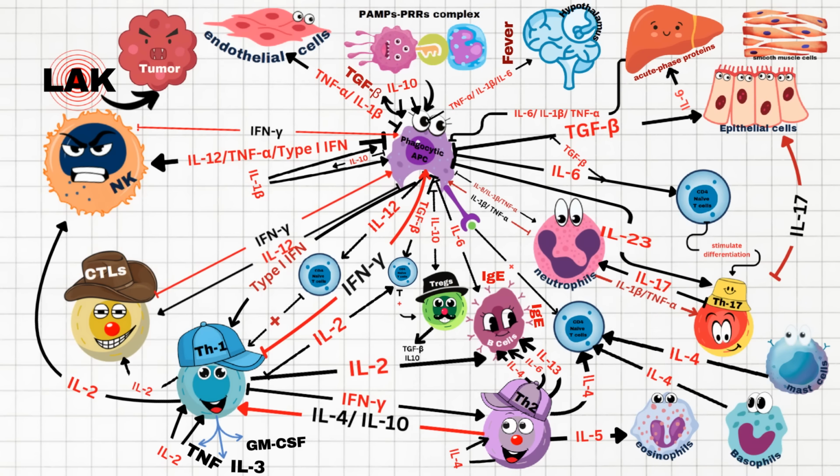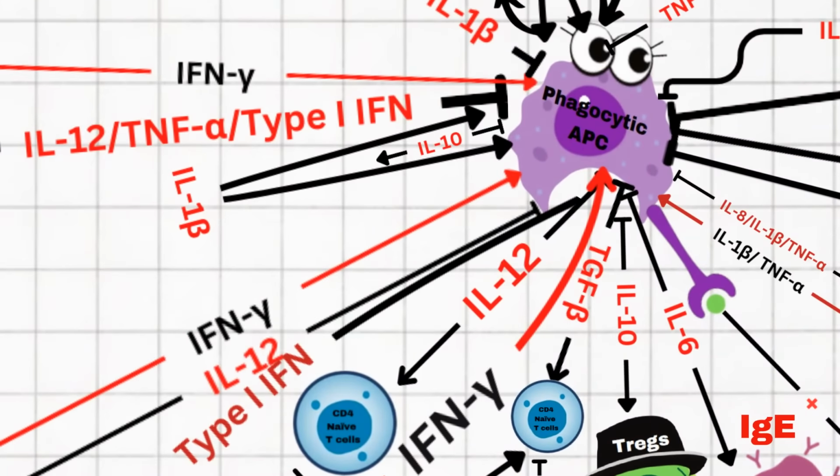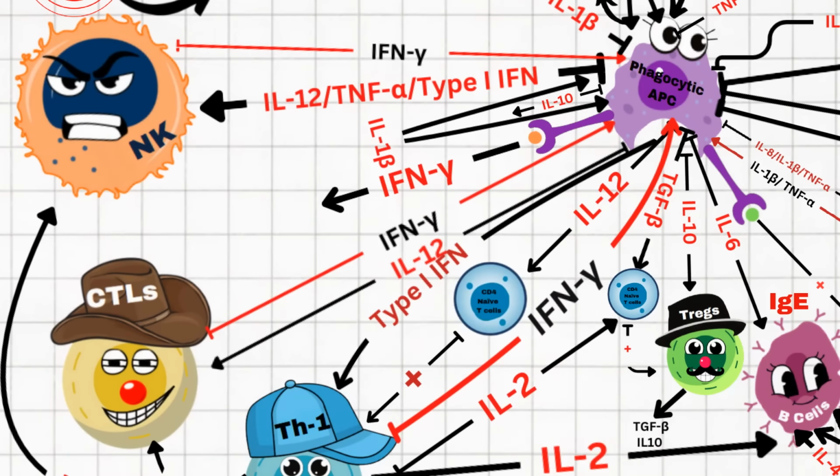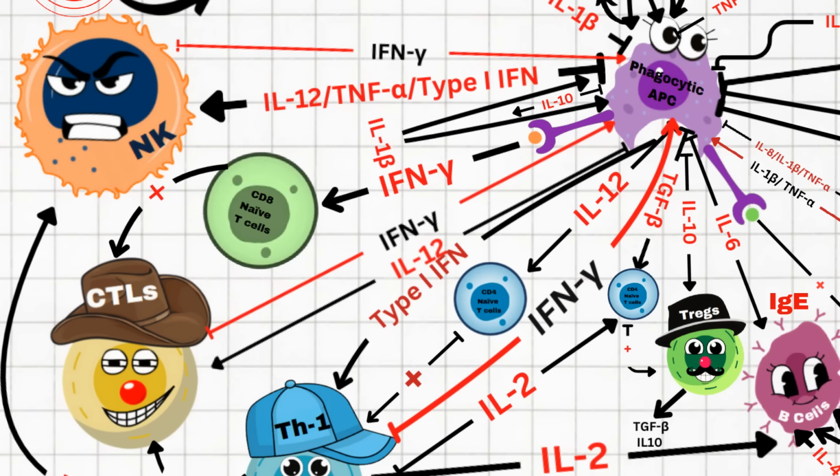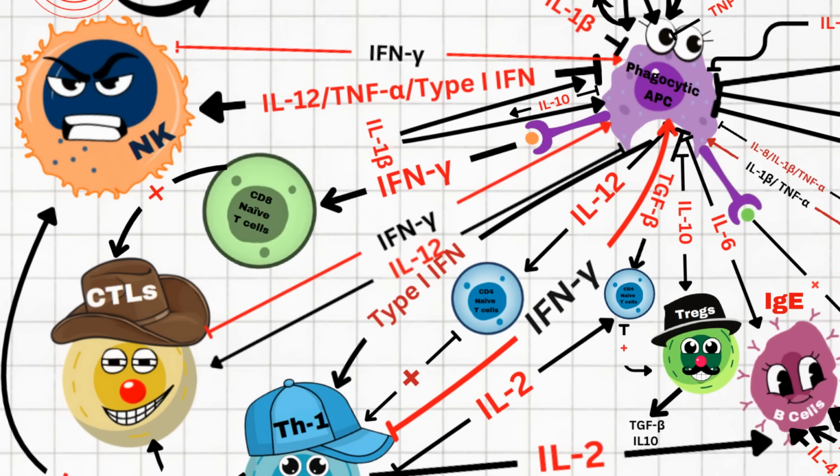Great question, Sella. Yes, there is an MHC class 1. While MHC class 2 presents antigens to naive CD4 T cells to activate T helper cells, MHC class 1 molecules present antigens to naive CD8 T cells, leading to their differentiation into cytotoxic T lymphocytes. CTLs are essential for targeting and destroying infected cells, especially those infected by viruses.